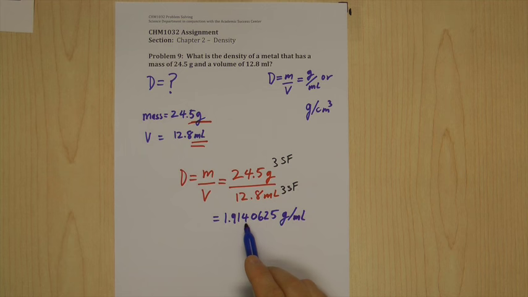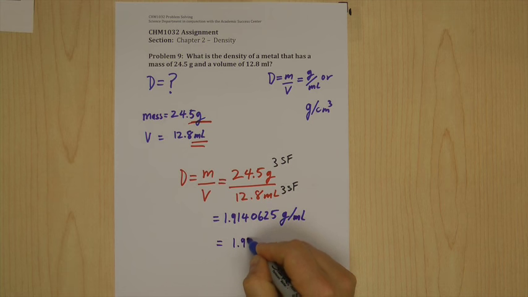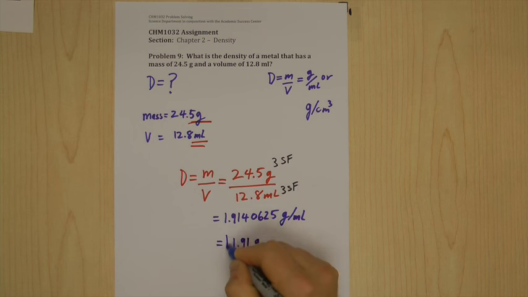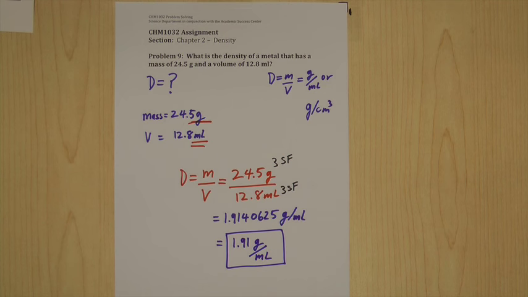Again, if it's 4 or less, this number doesn't change. So the final answer will be 1.91 grams per milliliter. And then just put a little box around it. That's what I like to do. Put a little box around my final answer so there's no question in my professor's mind what my final answer is.